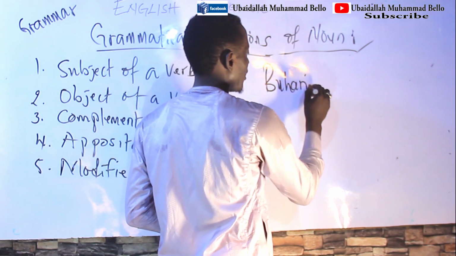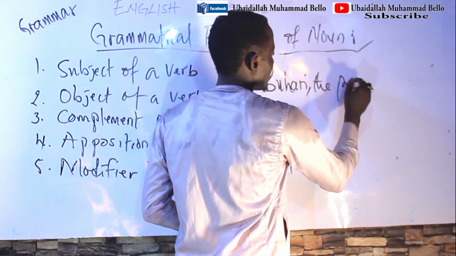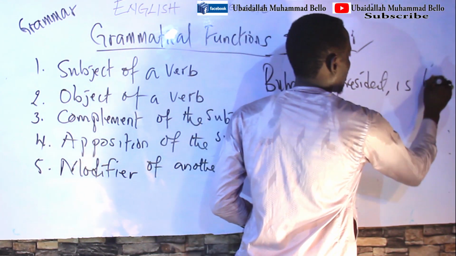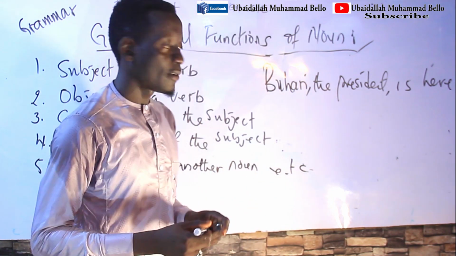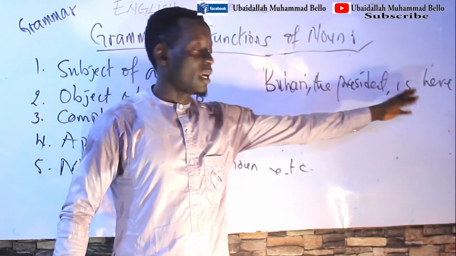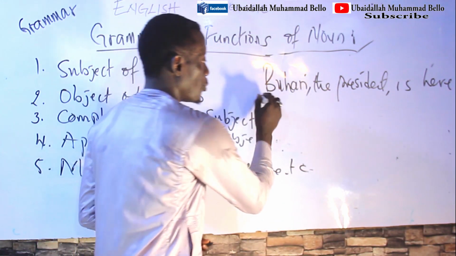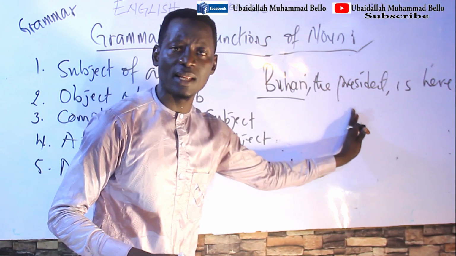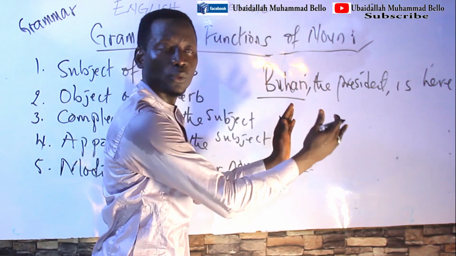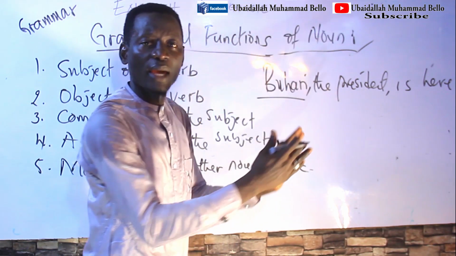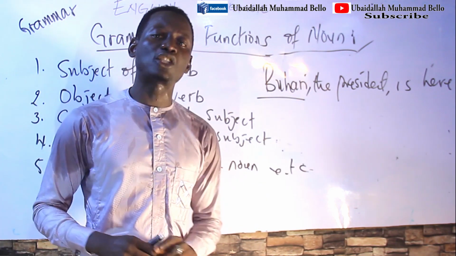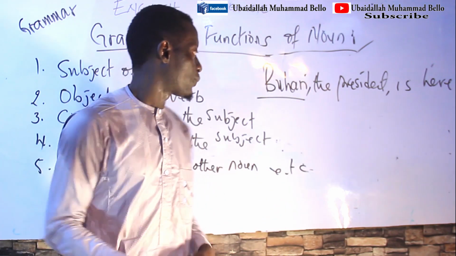Buhari, the president, is here. You have Buhari, comma, the president, comma, is here. You see, Buhari is the same person as the president. But we are placing the two at the same time, just that we are using a comma, which is a punctuation mark, to separate them.